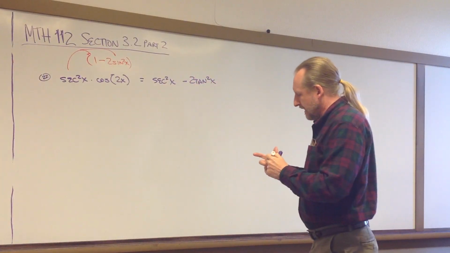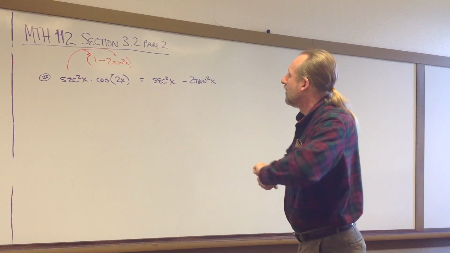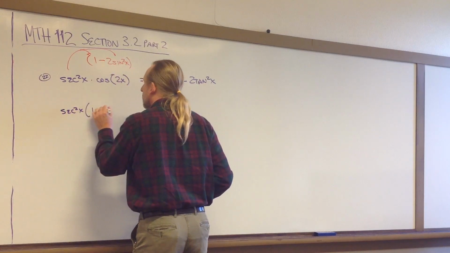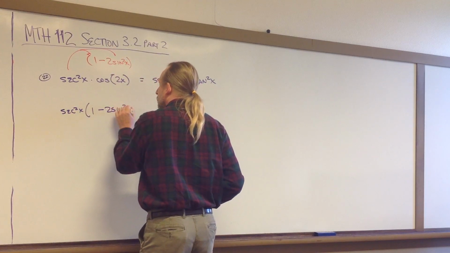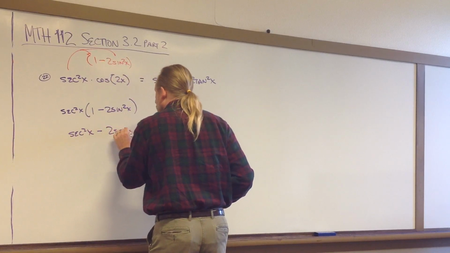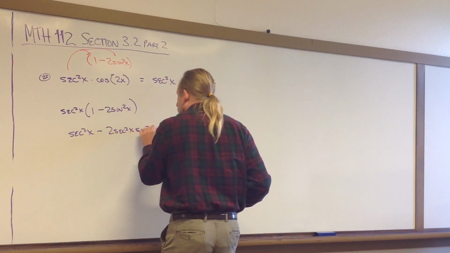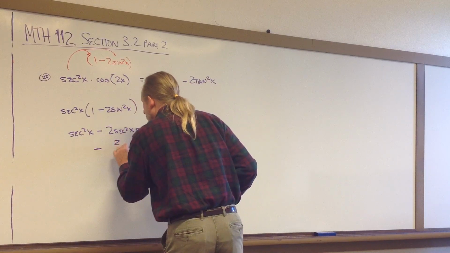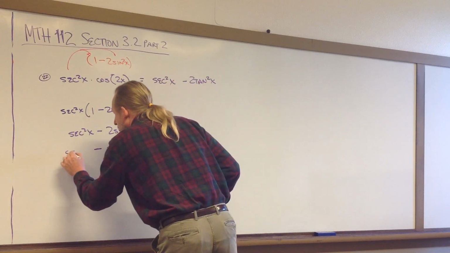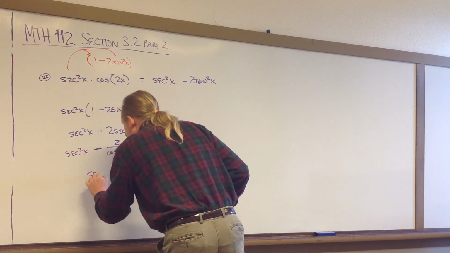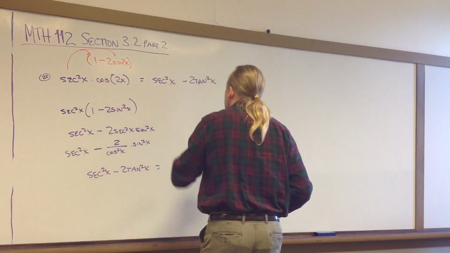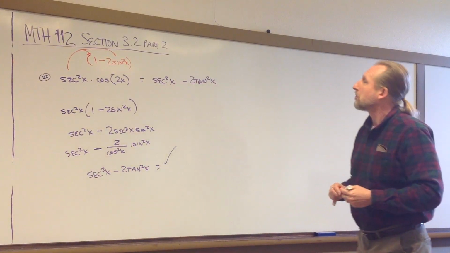So I think I'm going to make that my first step here, which is to replace that cosine 2x with 1 minus 2 sine squared x. Then multiply through, that'll be secant squared minus 2 secant squared sine squared. And then the secant squared is 1 over cosine squared, and so there's our tangent squared. Secant squared x minus 2 tangent squared x. And it's the same on the other side. Okay?